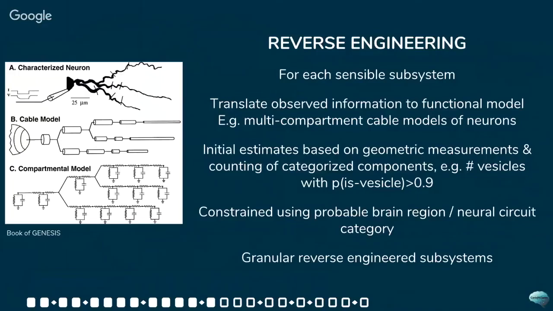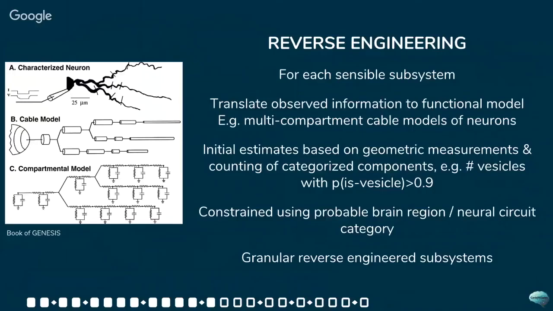So those components that we can actually categorize and identify, you can do things like measure and count, and you can make sense of them and put them into functional models. You can do this categorization in a probabilistic way. You can attach confidence labels, and perhaps we can raise our confidence for both categories and parameter estimates by reliably identifying which typical human brain regions and neural circuits this particular subsystem is a part of, and therefore what it should be like. Now we've got very many small reverse engineered subsystems as a result.